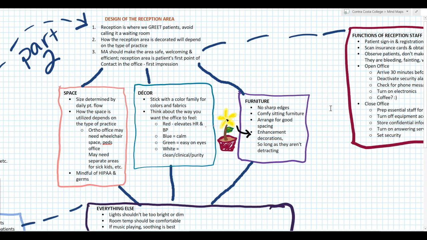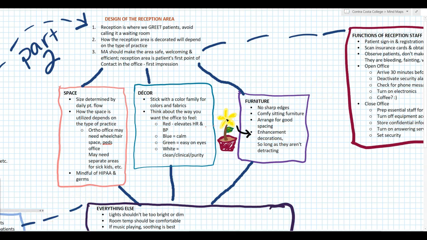You want to make sure that there is good spacing between the chairs or the seating arrangements. And then any enhancement decorations can be included out there too, as long as they aren't detracting. So you don't want to put a fish tank out there and then have it become a detractor if there's dead fish floating in it. Or you don't want to put live flowers out there and then have them become a detractor because they've wilted and died. So you just want to be mindful of the enhancement decorations that you're putting out into the patient reception area as well.